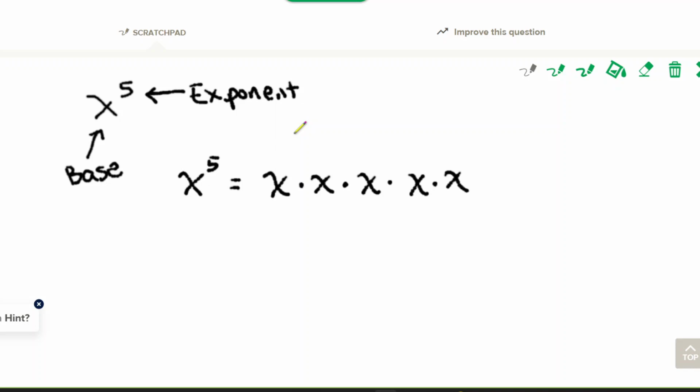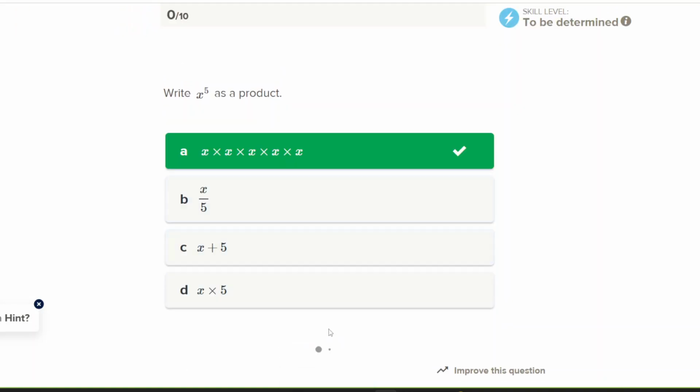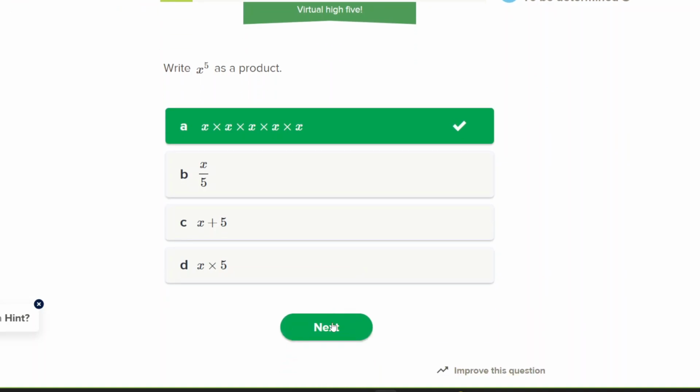X to the 5th power. And that's all we're doing, writing it as x times x. Now they use the little cross symbol here for times, but this part A would be what they're asking for, right? This as a product, x times x times x times x times x, 5 factors of x. Right, wonderful. Okay, so moving on to the next example.